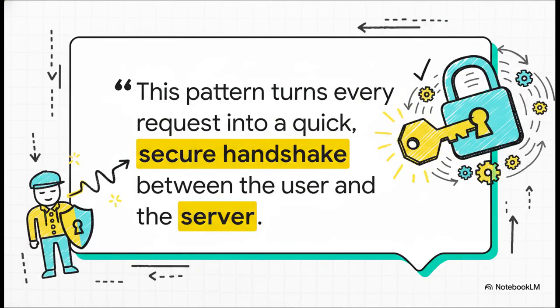When you put it all together, this combination of middleware and JWTs creates this beautifully efficient and secure system. Every request becomes a quick, secure handshake. And maybe the best part is that the server doesn't have to keep a big list of who's logged in. It's stateless. All it does is check your key, which is a very, very fast operation.